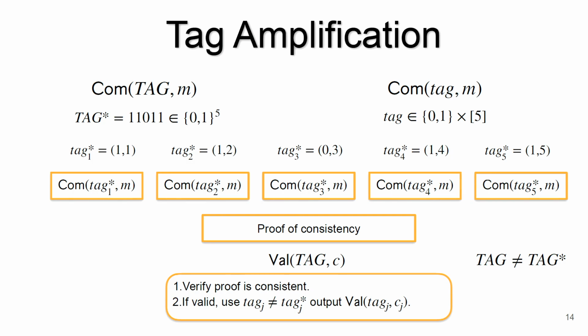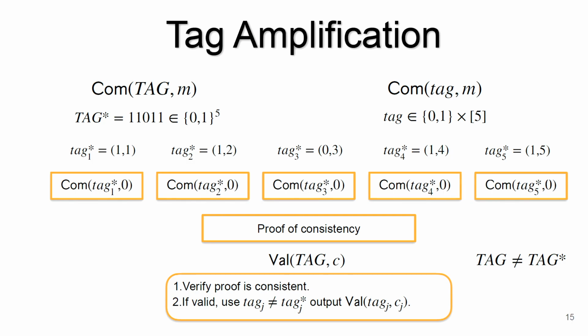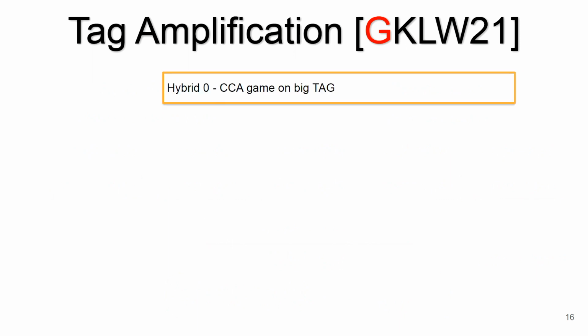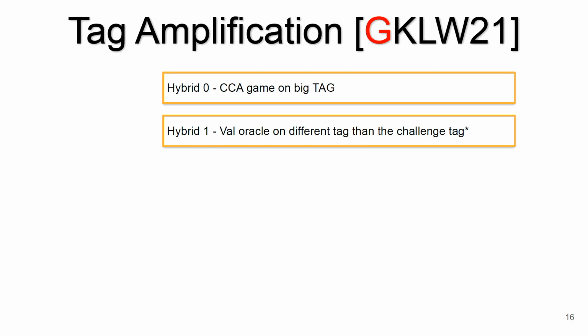And once I've made this change, then I can change the underlying messages to 0 using the security of the underlying non-malleable commitment scheme. And once this is done, I have removed all information about the message, and my scheme is secure. So this is the high-level template. Basically, there's a CCA game on the big tag. Then you change the val oracle to open to a different tag than the challenge tag.